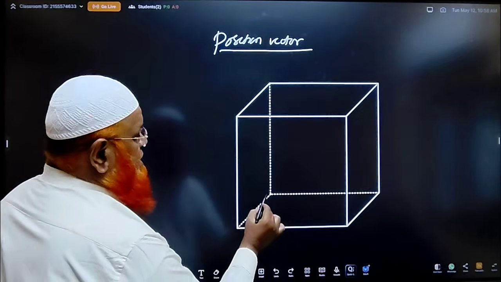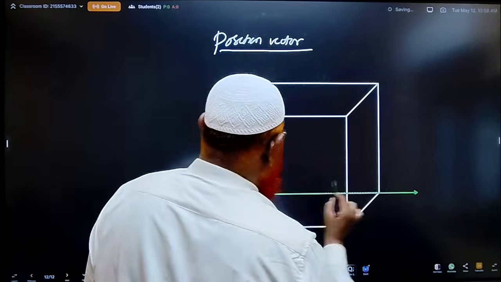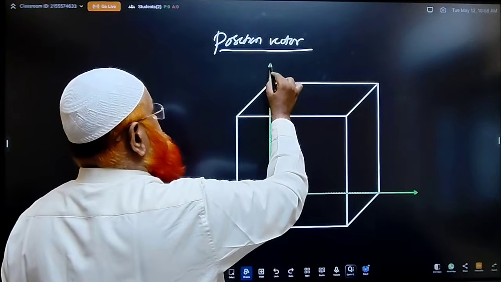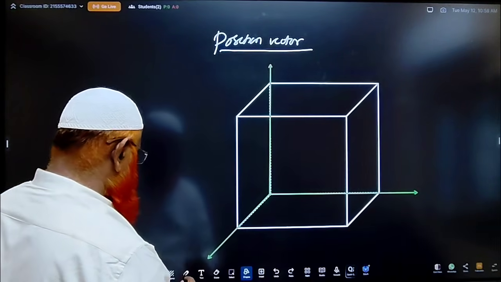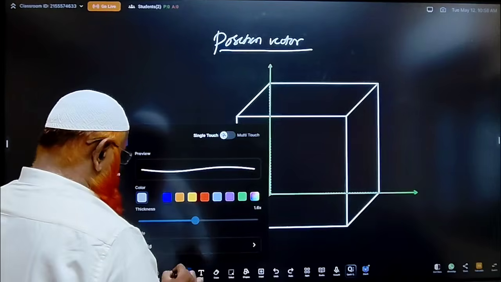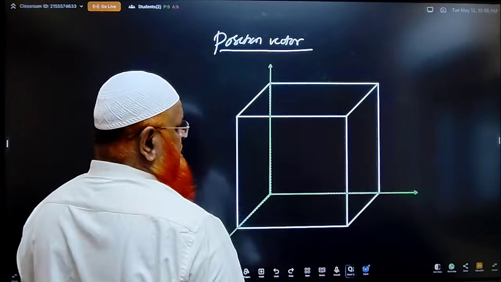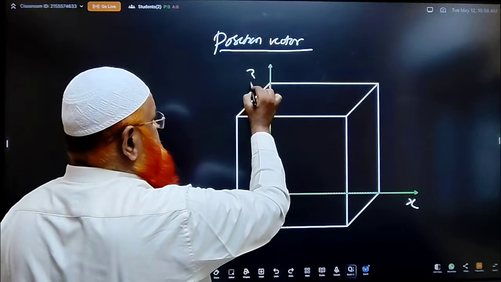See here, this is the origin. From here I have taken one vector. From here I have taken one vector. From here I have taken one vector. See, this is the x-axis, this is the y-axis, and this is going to be the z-axis.